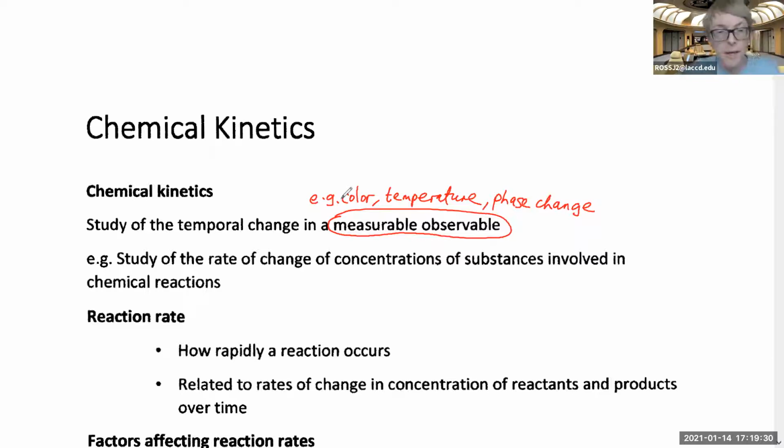Another example here is the study of the rate of change of concentrations of substances involved in a chemical reaction. So chemical kinetics measures reaction rate. And we can see that reaction rate measures how rapidly a reaction occurs. And again, we can look at the change in concentration of either the reactants or the products. It really doesn't matter. We'll see in a second that you get the same information.